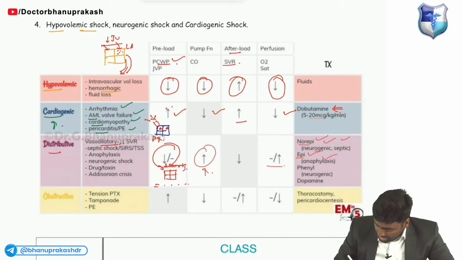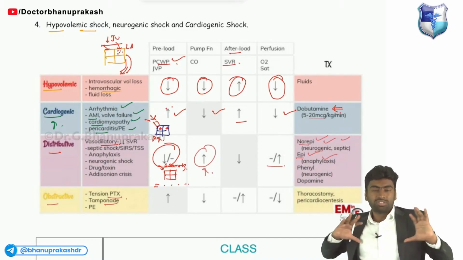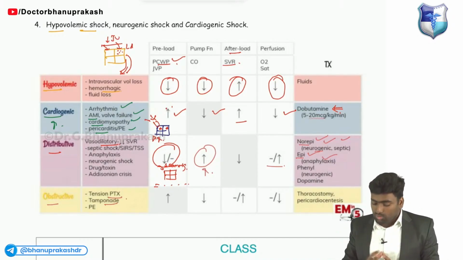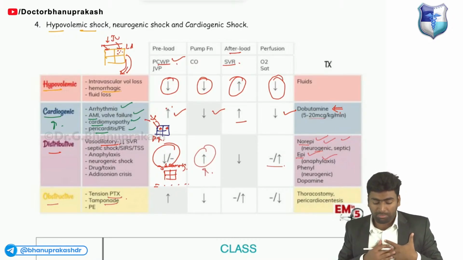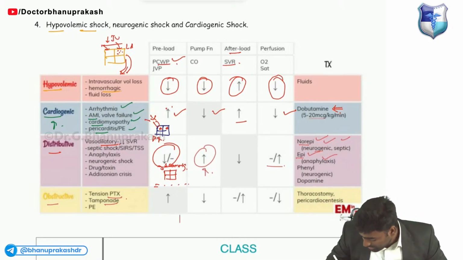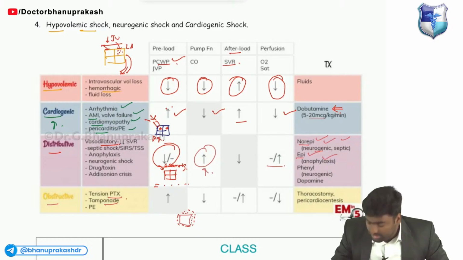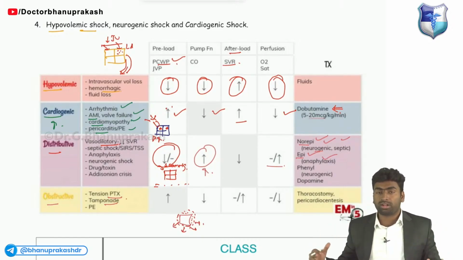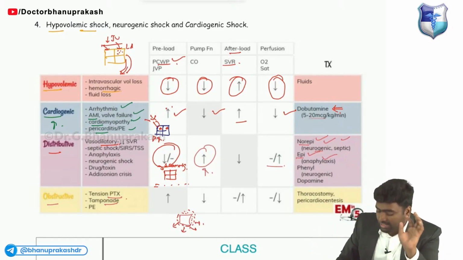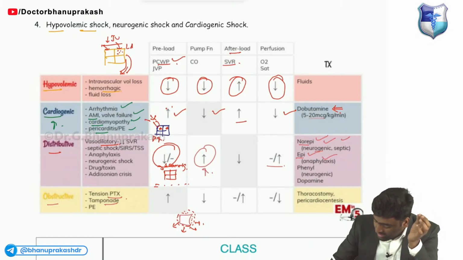Okay, and obstructive shock, in a case of tension pneumothorax or tamponade, because of this outside obstruction, the heart is unable to do its work properly. So the preload तो ठीक रहेगा, लेकिन heart ठीक से pump नहीं कर पाएगा. क्यों? If you see, this heart is being filled with blood. Okay, if it is filled with blood, then the heart cannot expand. So as it cannot expand, it cannot accommodate more blood. So it will pump very less blood. So it will decrease the cardiac output.